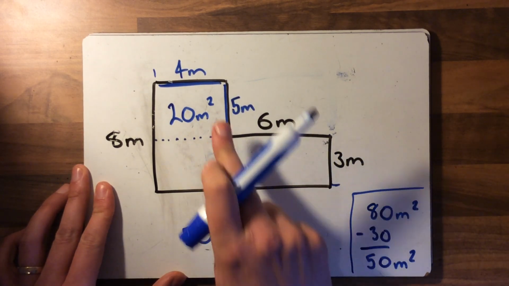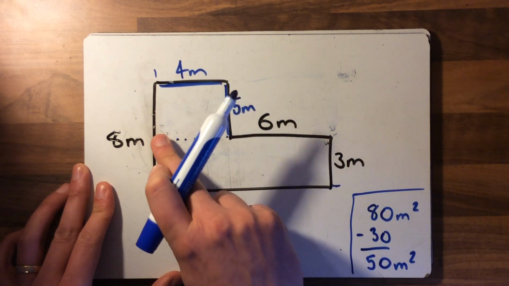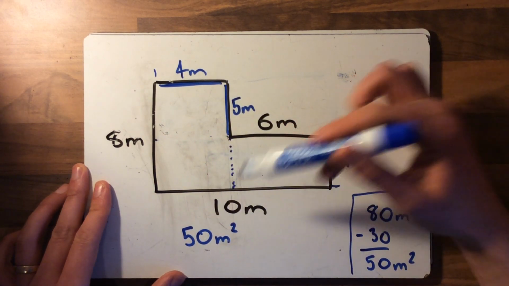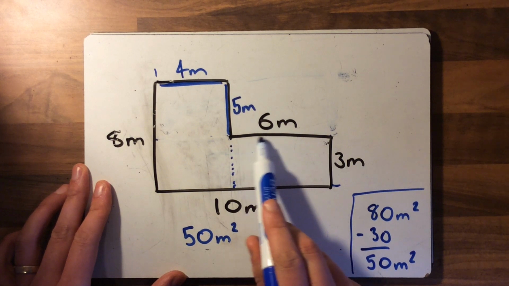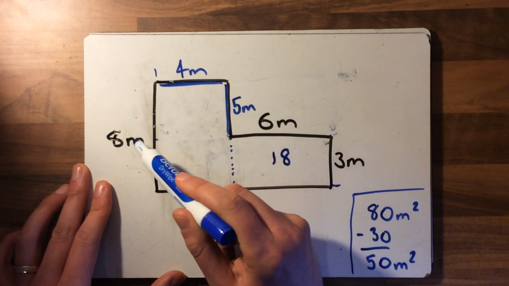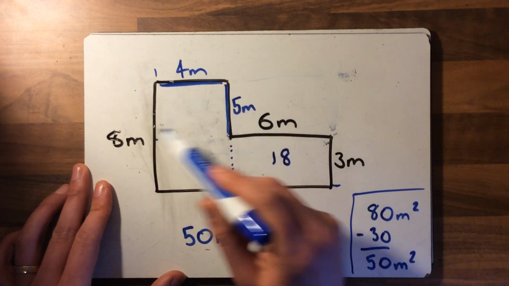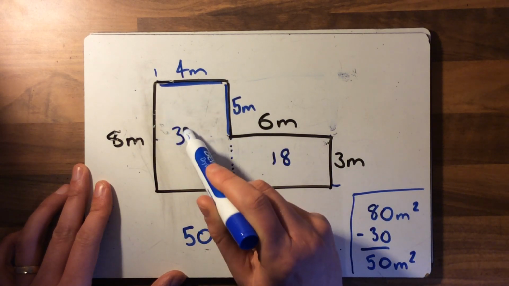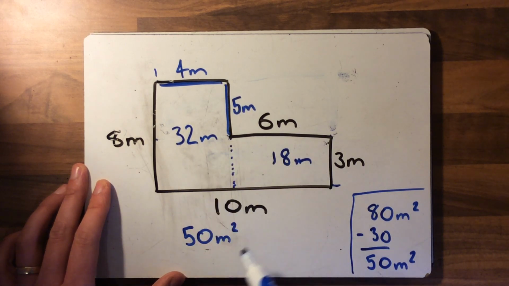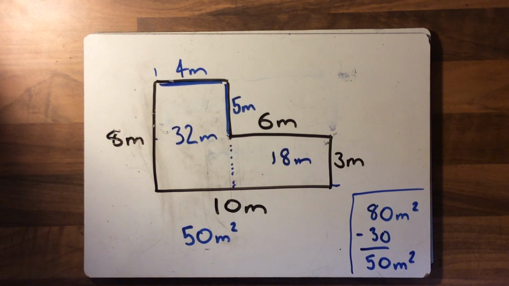The shape also did not have to be split that way. It could have been split down this way into another rectangle, and you could have done 6 times by 3 to get to 18, and then you could have done 8 times by 4 to get to 32, and add them both up, it would have got to 50 again. Okay, so you've seen 3 different ways we could have actually solved that problem and got to 50 meters squared.